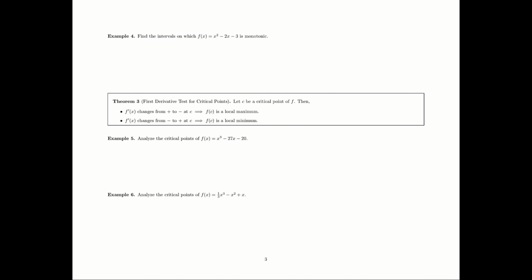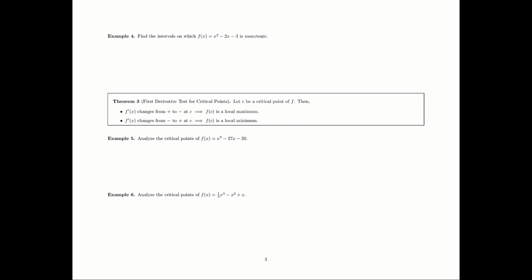All right, for this next example 4, find the intervals on which this function f of x equals x squared minus 2x minus 3 is monotonic. So remember, monotonic essentially means always increasing, always decreasing, one of the two. So if we want to know where it's monotonic, essentially this is a way of saying find the intervals on which the function is increasing or decreasing. So we want to know where's the function increasing, where's the function decreasing.